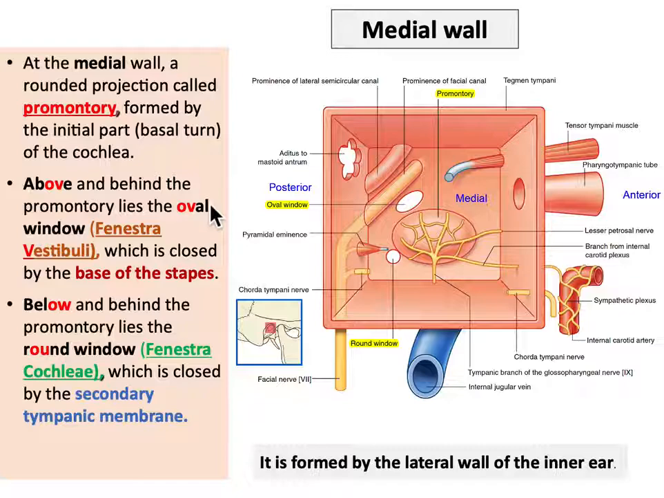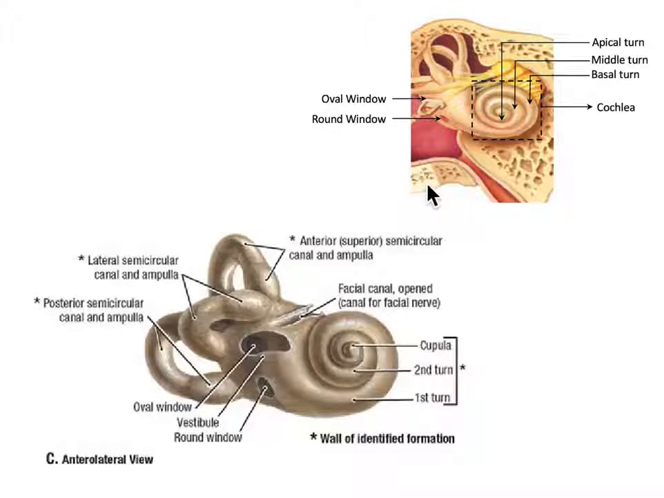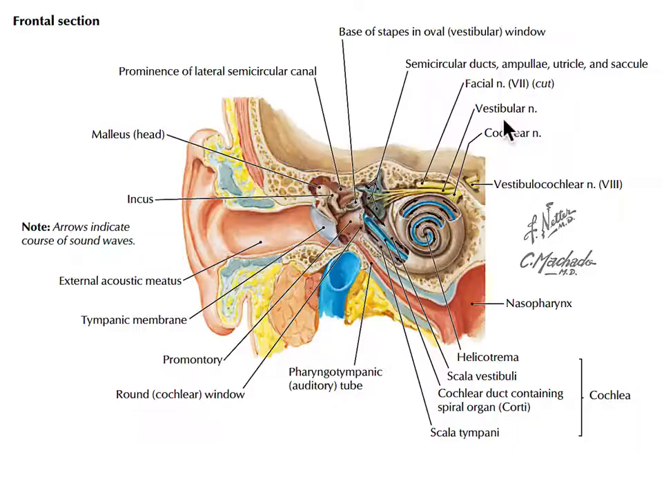Okay, now lastly, the medial wall of the middle ear. Again, let me remind you, this is the middle ear with the roof, floor, anterior and posterior, and the lateral wall. Still we have this medial wall. Now look at the medial wall.